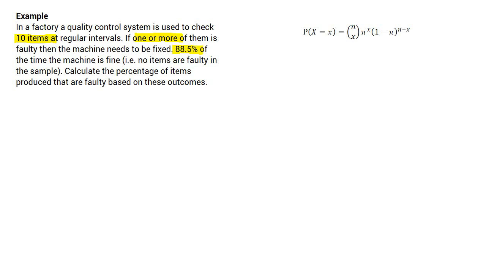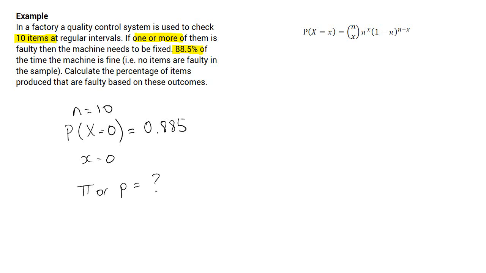So let's grab the information that we know and we'll use this to work out the parts that we don't know. So we're told that the number of items that we're checking each time is 10. So that's our number of trials, or n. We're told that the probability that there are no faulty items, which is the probability x equals 0, is equal to 0.885. So that means in this situation x equals 0, but we don't know what pi or p is.